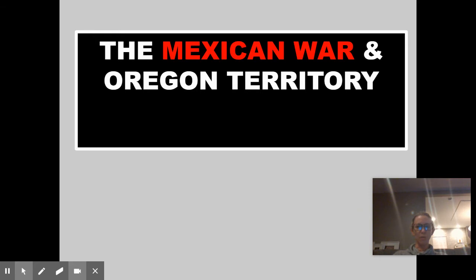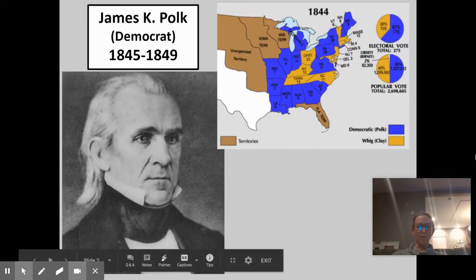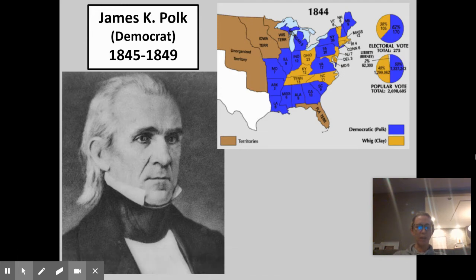The story starts with this guy, James K. Polk, being elected to office in 1844. He defeats Henry Clay and the Whigs. He will serve one term, and you got to love his mullet, by the way.